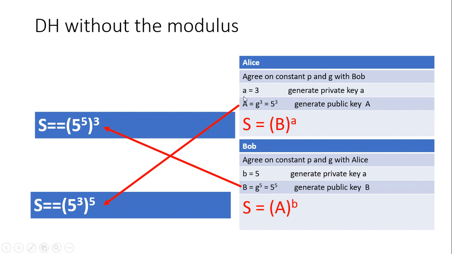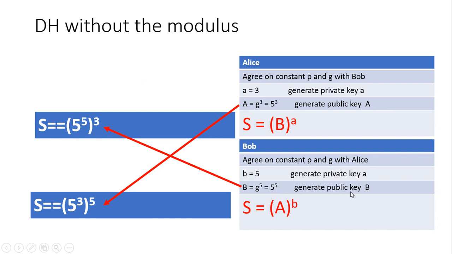Subsequently, Alice generates a private key. In this case, the private key is 3. So the public key for Alice would be g to the power of 3, which is 5 to the power of 3. Now from Bob's perspective, Bob selects a private key of 5, a prime number as well, and then B equals g to the power of 5. Since we agreed that g equals 5, 5 to the power of 5 is Bob's public key.